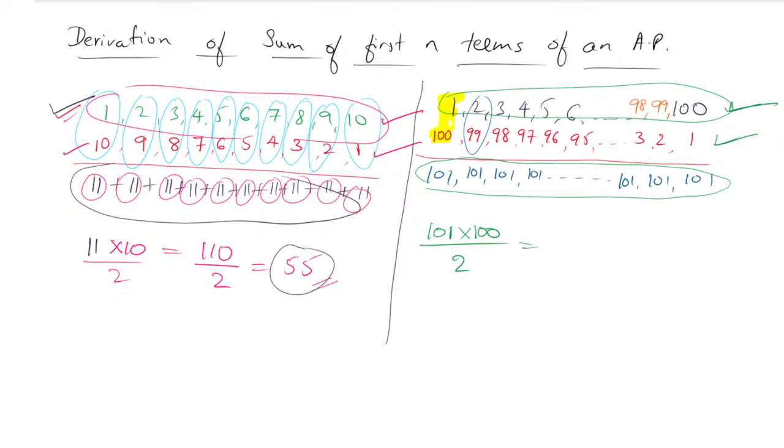101 into, you can do 2 1s are 2, 2 5s are 10, and so on. So 50 into 101 will become the sum of the first 100 terms. That is nothing but 5 1s are 5, 5 0 0, 5 1s are 5 0. The answer is 5050. The sum of the first 100 terms is nothing but 5050. So see, whether it is an easy method.